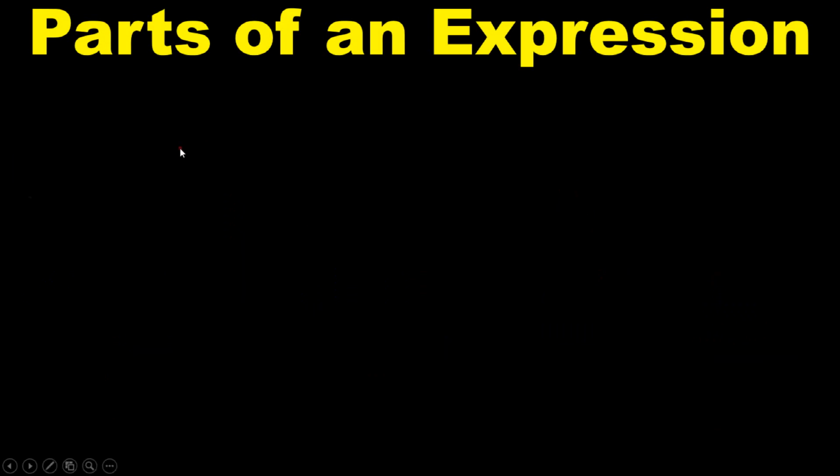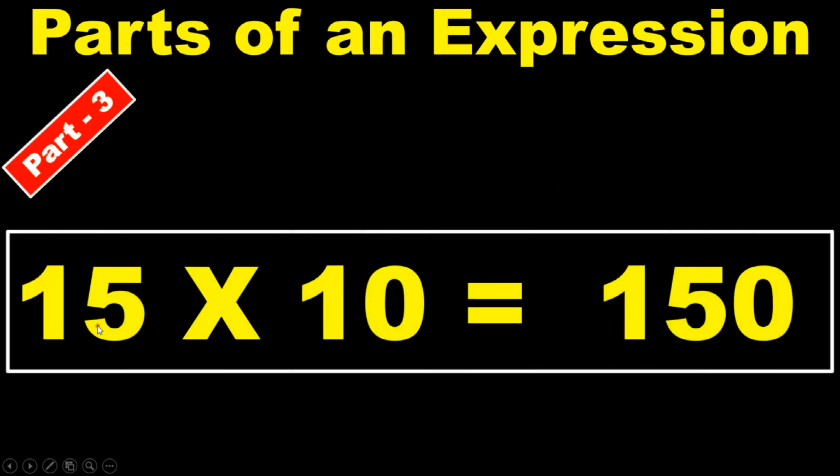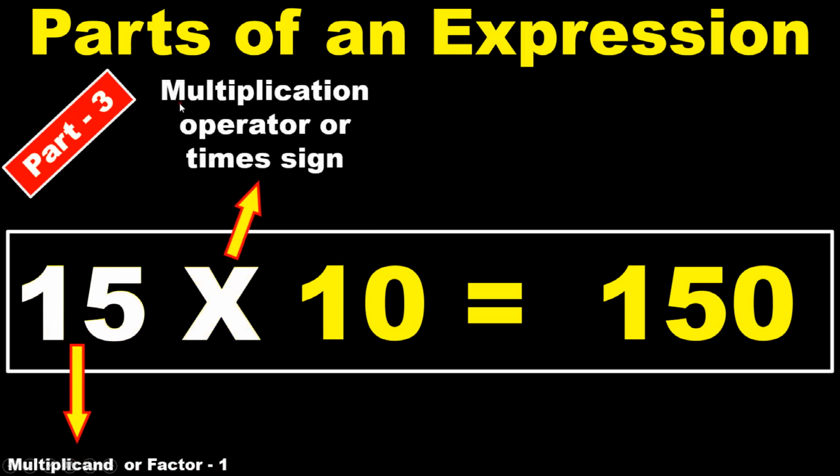Part 3, multiplication. Now let's look at part 3, multiplication. Consider the equation, 15 times 10 is equal to 150. The first number, 15, the number being multiplied, is called the multiplicand, or more generally, factor 1. The multiplication symbol, the symbol joining the numbers, is the multiplication operator or times sign.